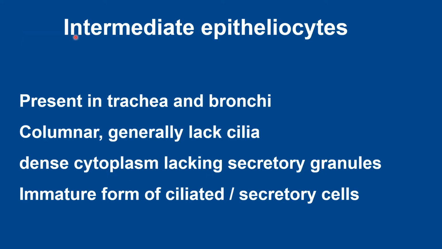There are intermediate cells, those are sometimes called basal cells also. They are present in the trachea and bronchi, columnar, and they generally lack cilia, dense cytoplasm lacking secretory granules. They are immature form of ciliated or secretory cells.